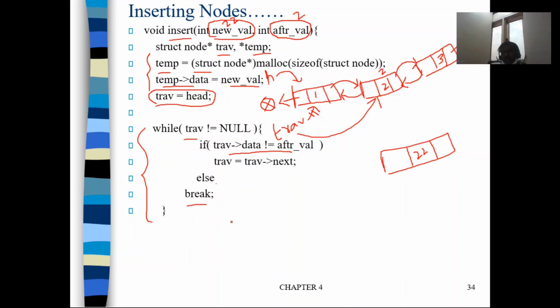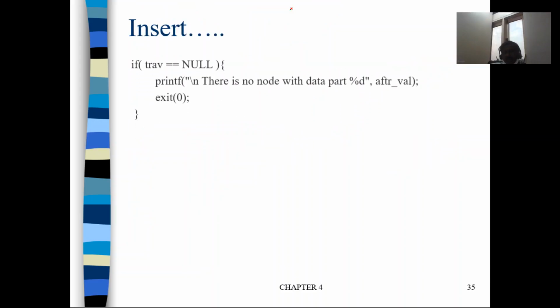But the breaking can happen for two reasons. Either there is no such value, assume this after value is 5, then you will keep on looping and finally you will break because traverse will become null. In that case there is no node with data part 5 to insert a new node after. Or it may come out because it has identified that particular node after which the new node should be added. So we have to discriminate properly.